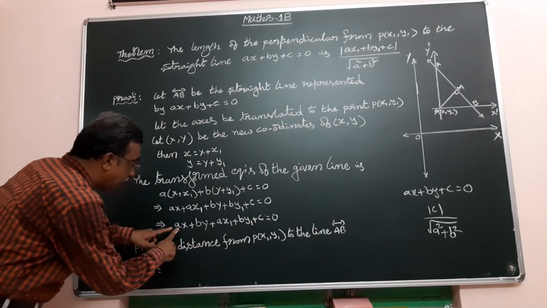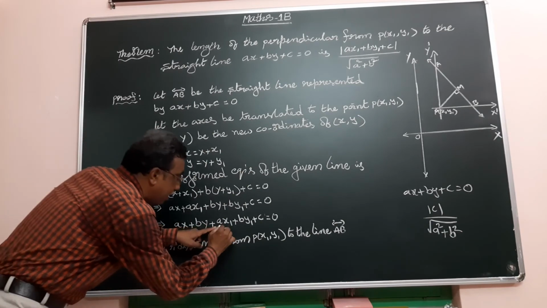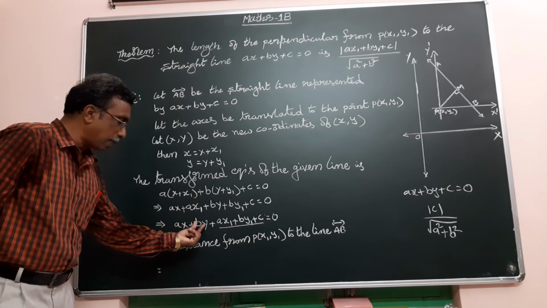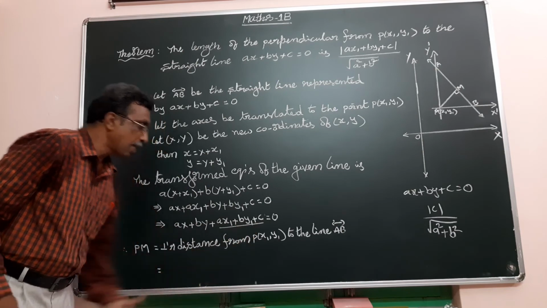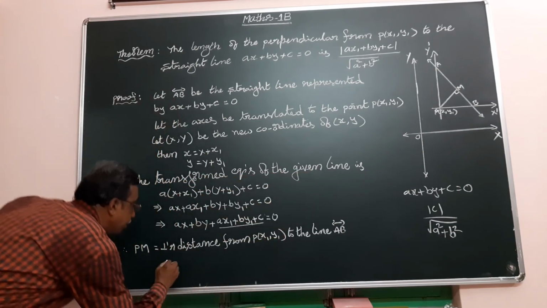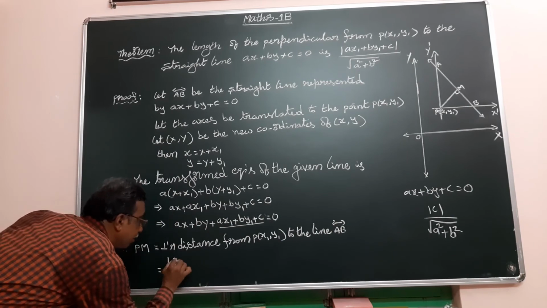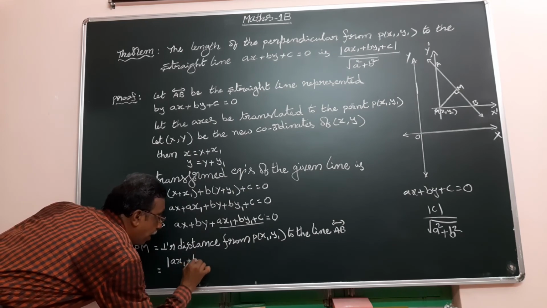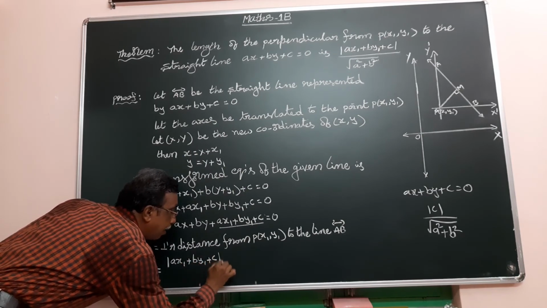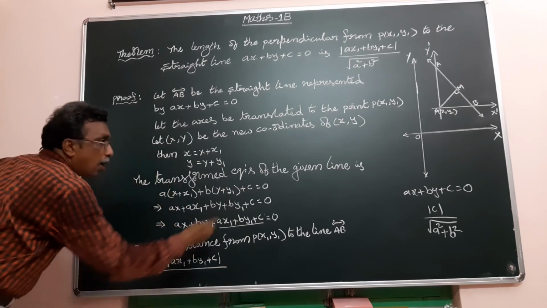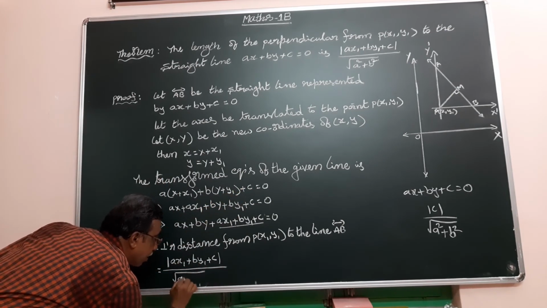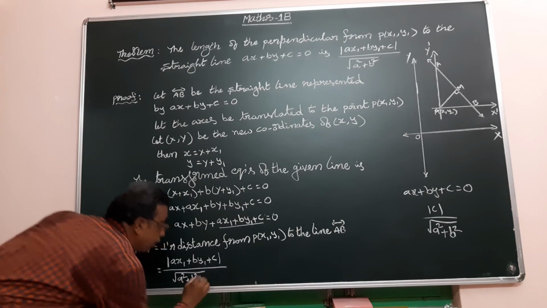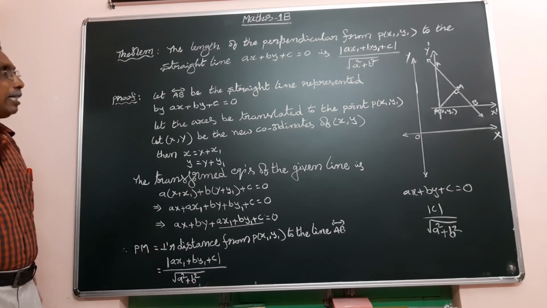Here c is a capital X plus b capital Y. Now we consider this one is c. So the perpendicular distance is modulus of a x1 plus b y1 plus c by root of a square plus b square. This is the perpendicular distance formula.